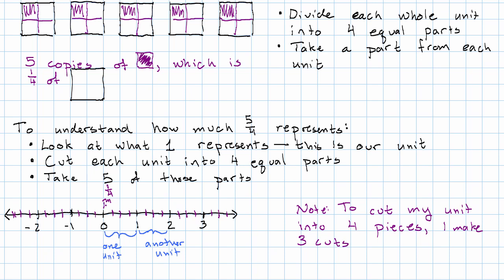To draw 5/4, I count out 1, 2, 3, 4, 5 spaces of that size. So this arrow represents the number 5/4.